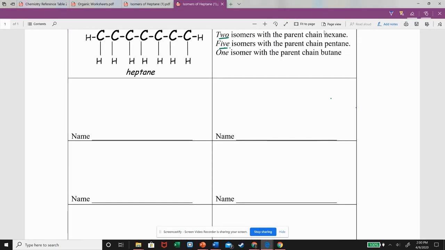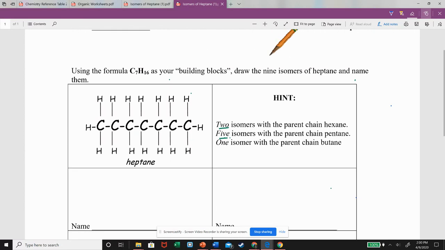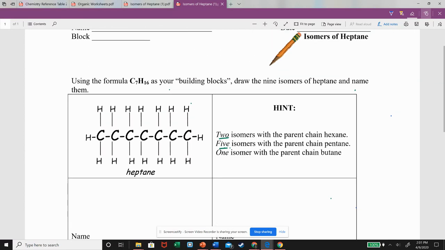We are going to talk about isomers, what that means, and what it means for you. This is going to be a little bit of a tricky page for some of you. This is going to be the isomers of heptane.